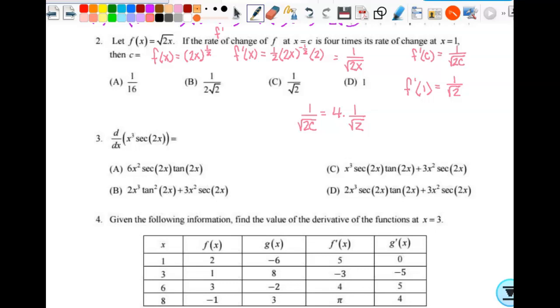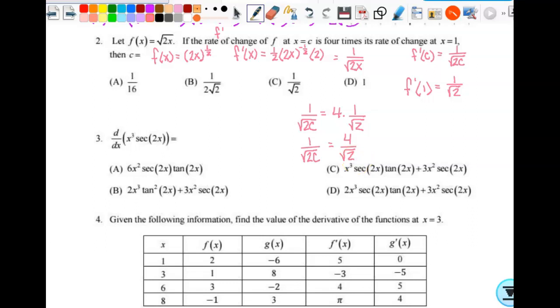Oh, that's right. I should have done this differently, or in a more organized fashion. I get 1 over the square root of 2c equals 4 over the square root of 2. I was like, oh, the answer is not 4 over the square root of 2. But it's not, right? What am I looking for? C. I'm looking for C.